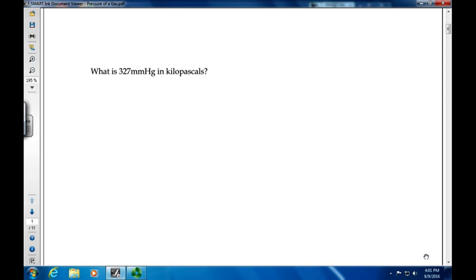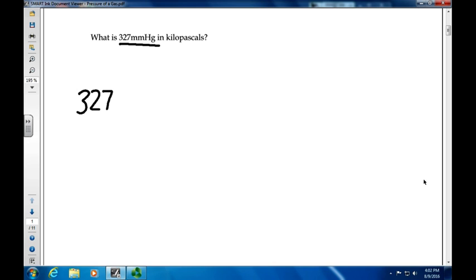Our next question asks, what is 327 millimeters of mercury in kilopascals? Again, we'll want to start with our given value, 327 millimeters of mercury, and then we're going to want to convert that to kilopascals. You could create a unit relationship between kilopascals and millimeters of mercury, but I find it's easier to go, or just as easy to go, through the step of atmospheres.